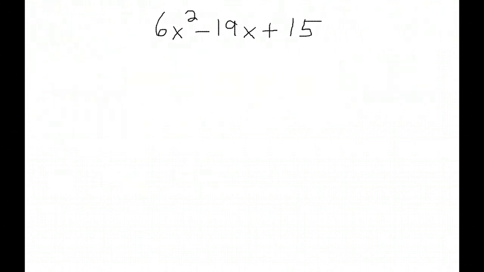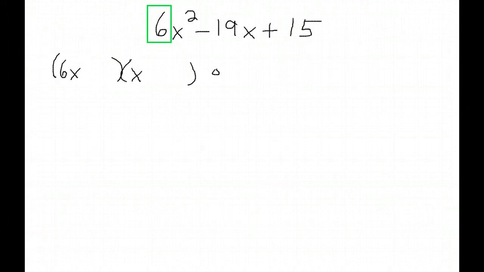Okay, let's look at another trinomial. This one, you'll notice, has a coefficient in front of the x squared that's not 1. What that means is I'm going to have to look at the possibility that my answer is 6x and 1x, or it might be 3x and 2x.